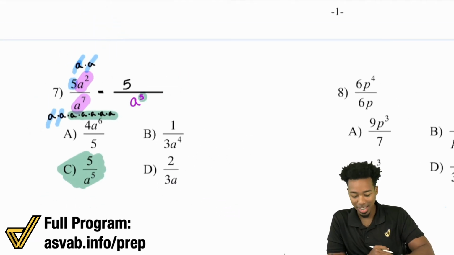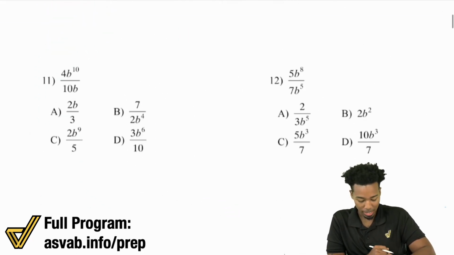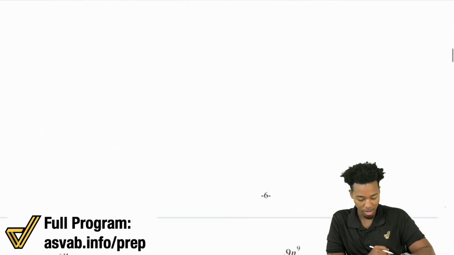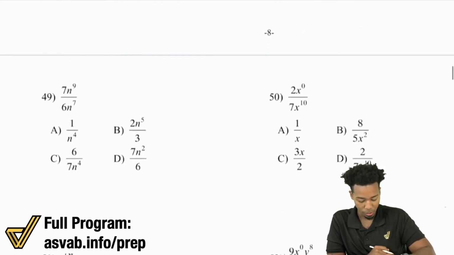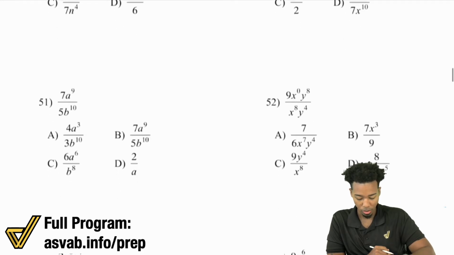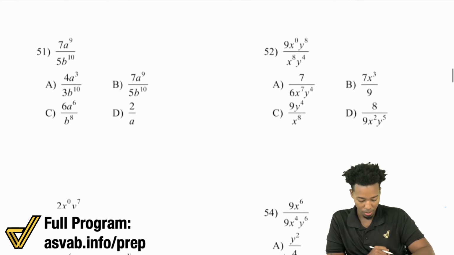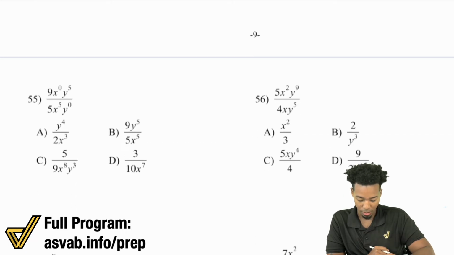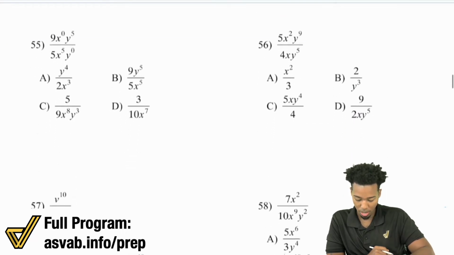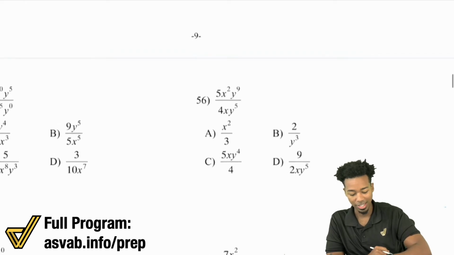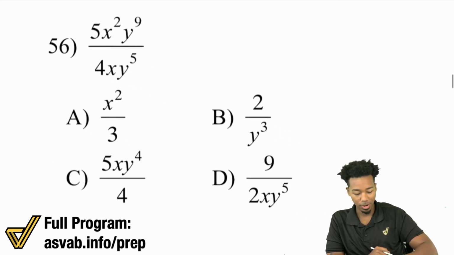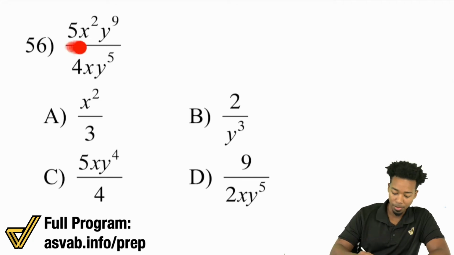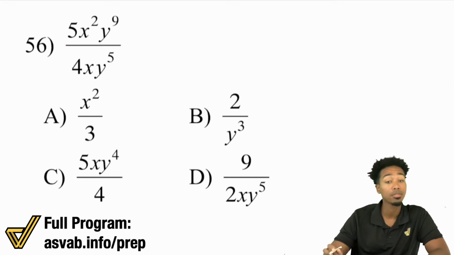So let's keep taking care of business here, my math party people. Let's try out some more difficult problems. Let's take a look at, let's say, beyond number 50 here. This is where you'll see the more difficult ones. Let me find one that includes two sets of variables. Let's try this one out, 56. I like this one. So 56, right over here, we have 5x squared y to the power of 9 over 4xy to the power of 5.